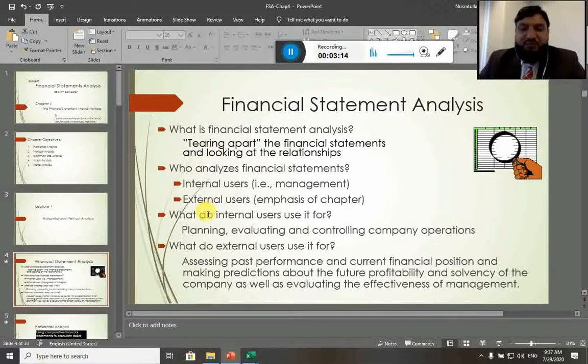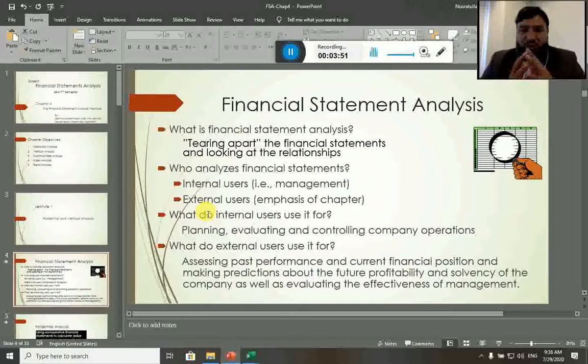So before discussing those financial statements templates, let's have discussion on a topic that we have already discussed in previous chapters. It's going to be a recap. What is financial statements analysis? Financial statements analysis is basically, in simple words, tearing apart the financial statements and looking at the relationships between various items of those financial statements. So it's basically tearing apart the financial statement.